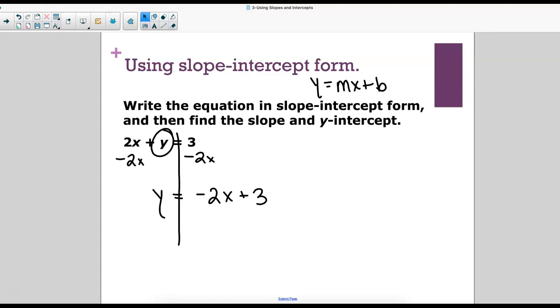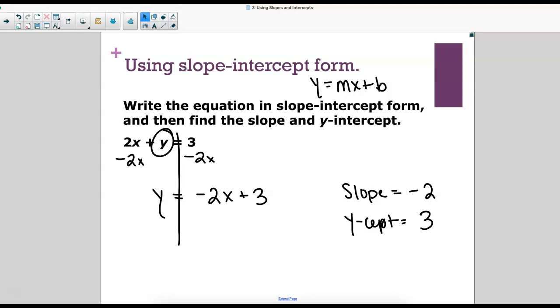Then it says find the slope and the y-intercept. In this form, y equals mx plus b, whatever number's in front of the x is the slope. So look at this equation, what's the slope? Negative 2. The slope equals negative 2. What's the y-intercept? 3.